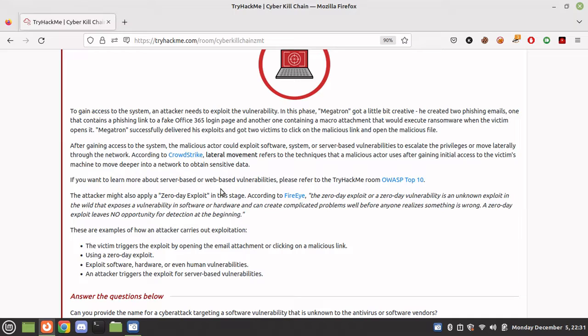The attacker might apply a zero-day exploit in this stage. According to FireEye, a zero-day exploit or zero-day vulnerability is an unknown exploit in the wild that exposes a vulnerability in software or hardware and can create complicated problems well before anyone realizes something is wrong. A zero-day exploit leaves no opportunity for detection at the beginning.